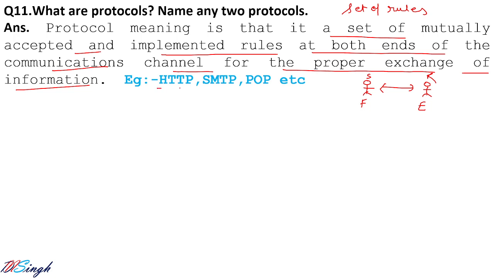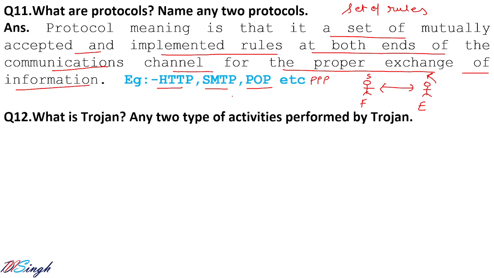There are some examples of protocols which are used in computer network: HTTP, Hypertext Transfer Protocol, SMTP, Simple Mail Transfer Protocol, Post Office Protocol, POP, PPP, Point-to-Point Protocol, and SLIP, Serial Line Internet Protocol. So there are many protocols which are used in computer communication.